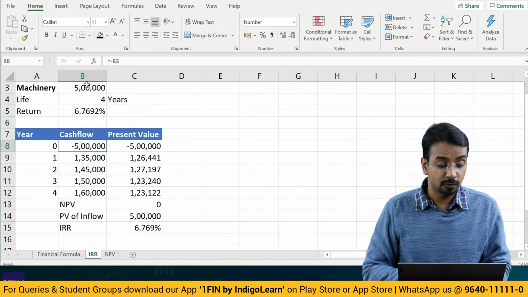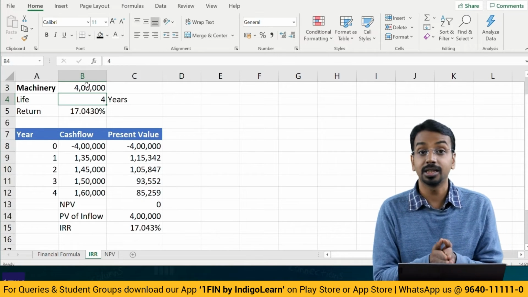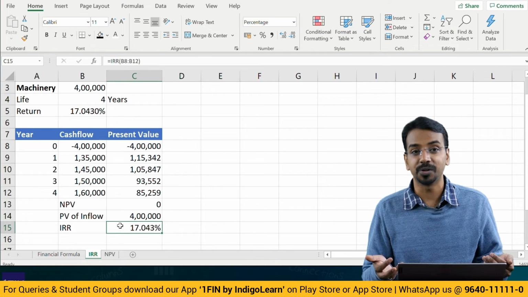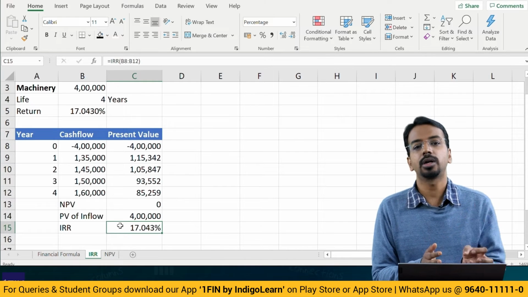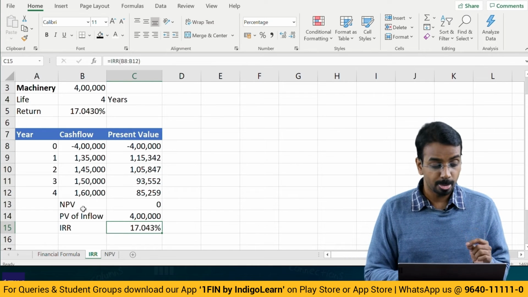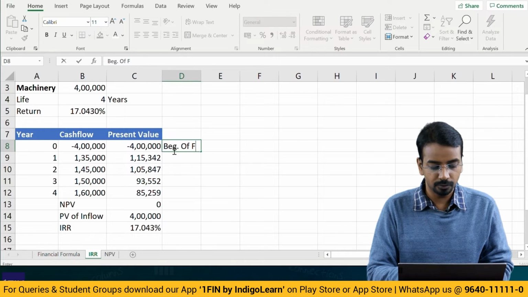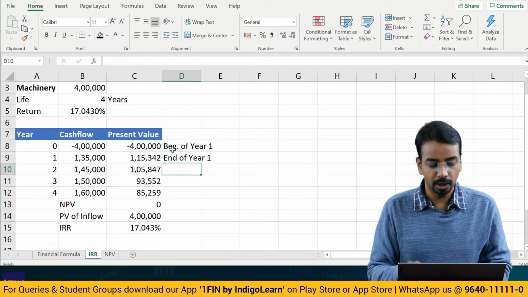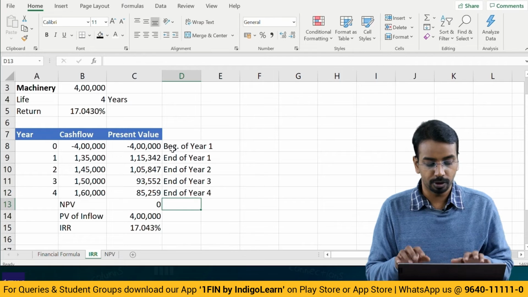Or other ways, instead of buying a 5 lakh machine, I buy a 4 lakh machine and try to get the same rental, and then you will see the IRR has gone up to 17%. So this is how you can use the IRR formula to compute what is the rate of return on the given set of transactions. Now again, here the assumption is this is happening at the beginning of year 1, this is end of year 1, end of year 2, end of year 3 and end of year 4. This is the assumption.